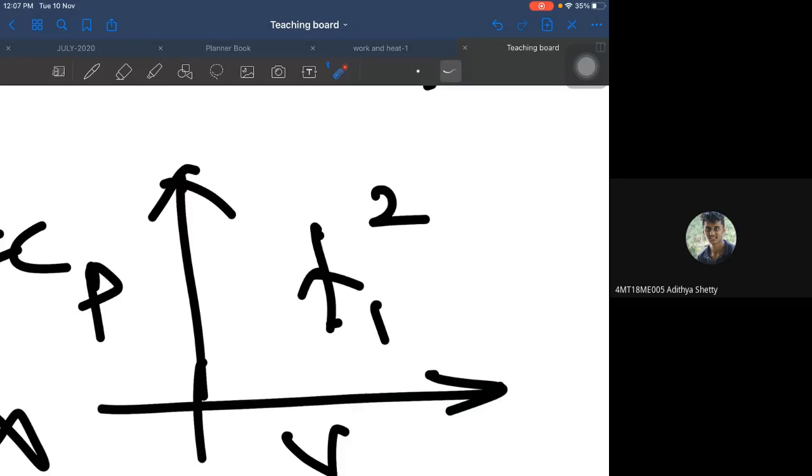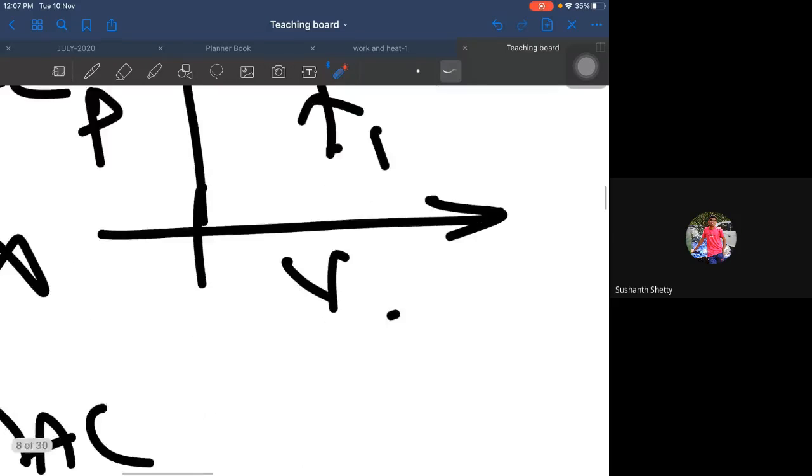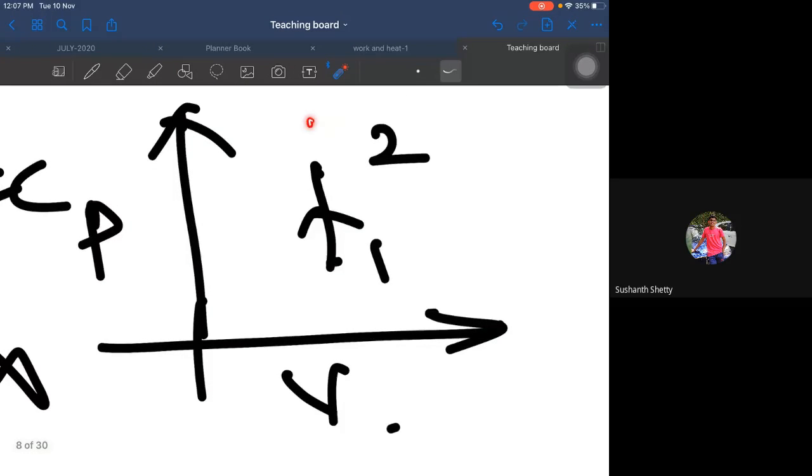Sir, it is a straight line. No points. Sir, no area. Yes, area is nil. Very good, very good. See, if this is a straight line, how will you calculate the area under it? Is there any area under it if it is a vertical straight line? If the area under a curve is zero, then the work done by that particular process would be zero.